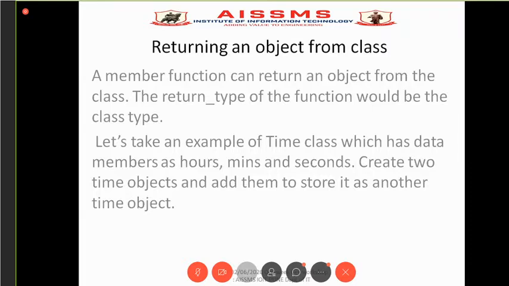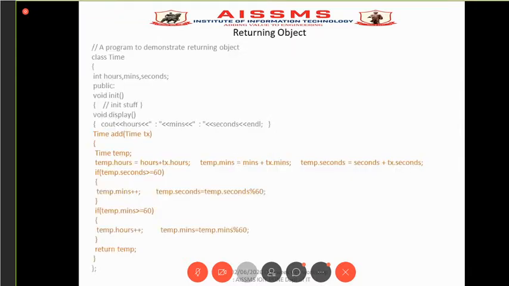Let's take an example of a time class, which has data members hours, minutes, and seconds. Create two time objects and add them to store the result as another time object. How will you do it? So define a class time with data, look at this.